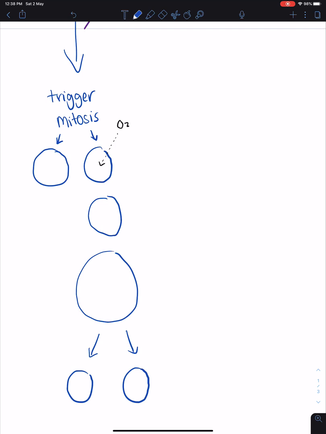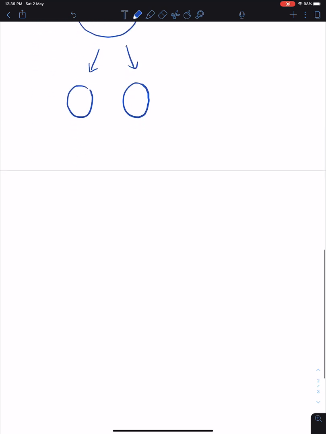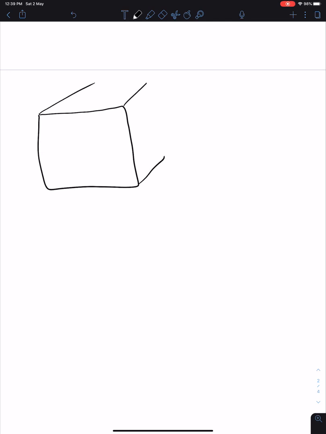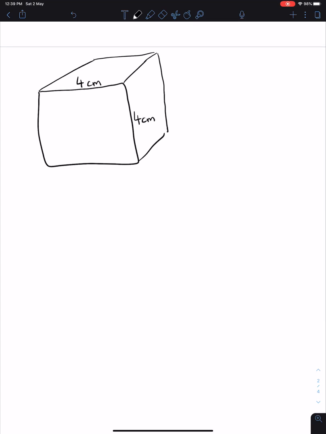Now, I want to show you this again, but with actual calculations. There is a section on this in your SciPad, and I know you don't have your SciPad right now. So I'm going to do it for you now. Imagine that we have got two cubes. Don't judge my horrific drawing skills. And we've got 4 centimeters and 4 centimeters. And then I'm going to draw a smaller cube.